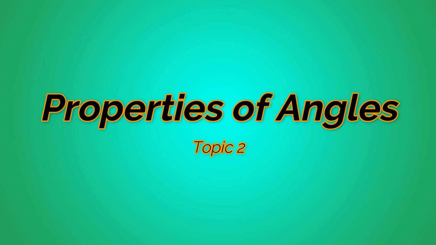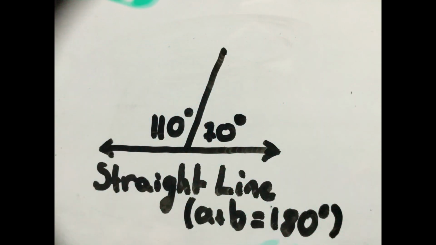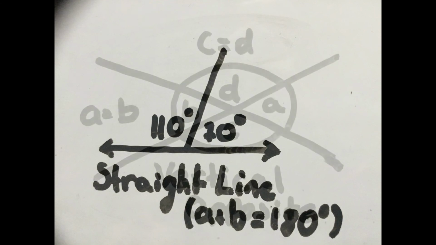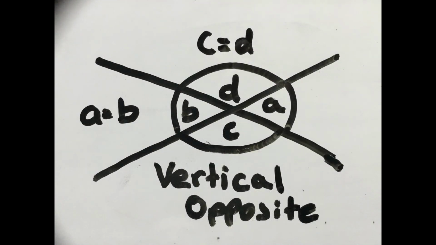Properties of angles is our next topic. We have the straight line. Two adjacent angles add up to 180 degrees if they're on a straight line. Vertically opposite angles, angles opposite each other, are going to equal each other.